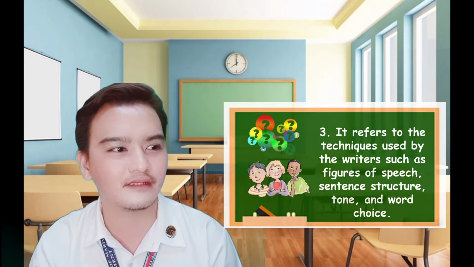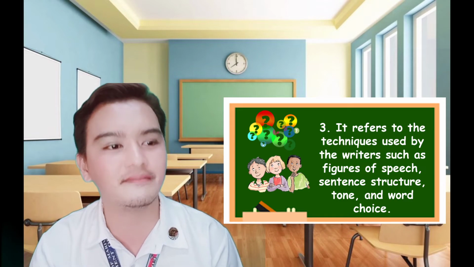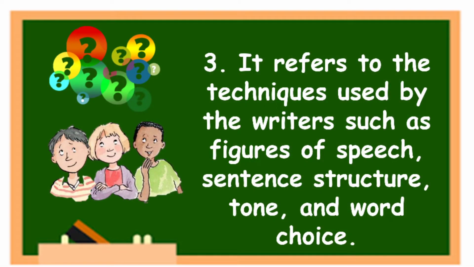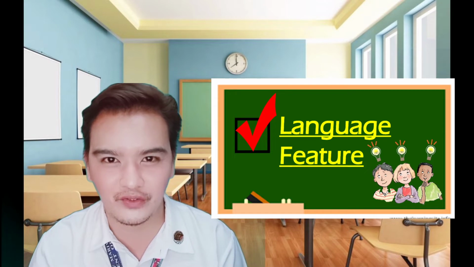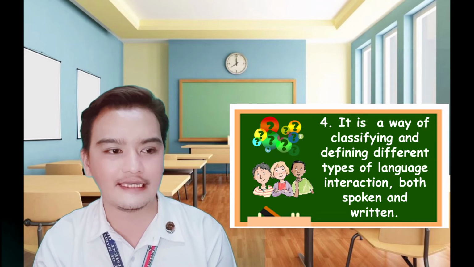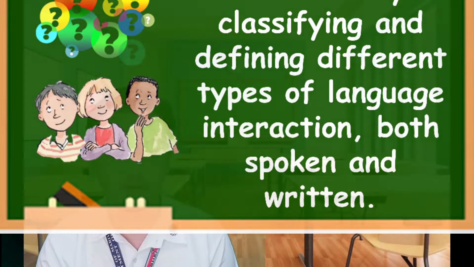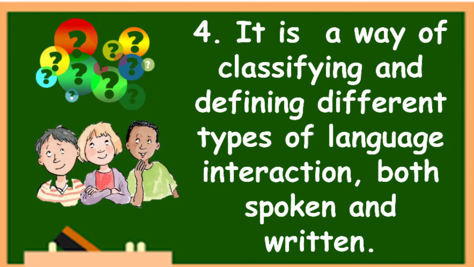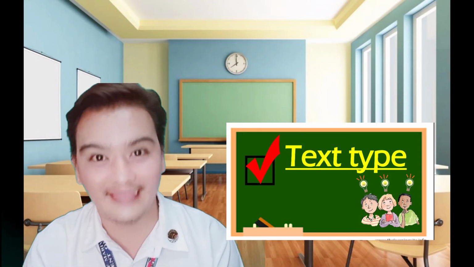Number 3. It refers to the techniques used by the writers such as figures of speech, sentence structure, tone, and word choice. What is that term? Correct! So that is language features. And the last one, number 4, it is a way of classifying and defining different types of language interaction, both spoken and written. And that is correct. So that is text type.